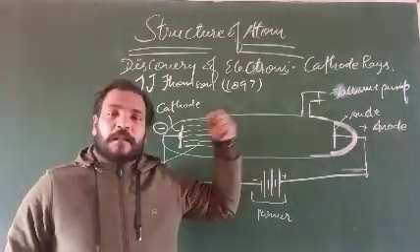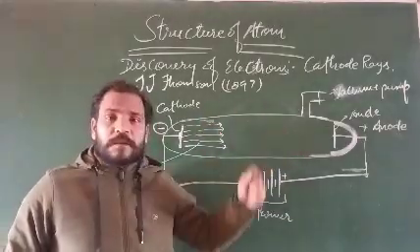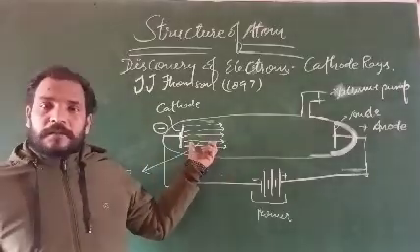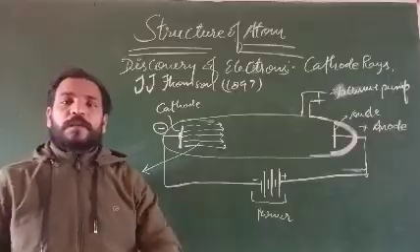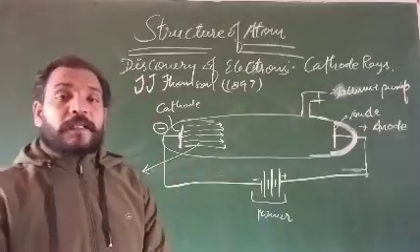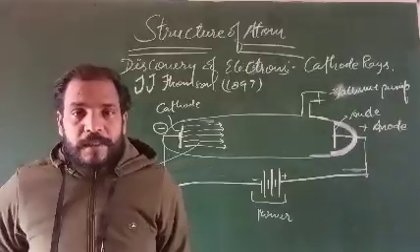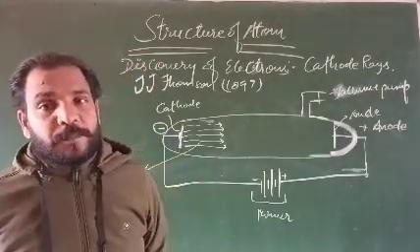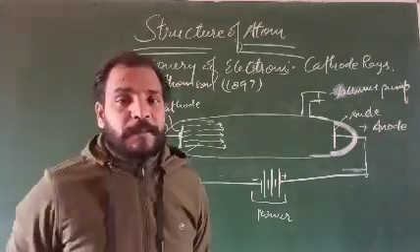When these rays reach the opposite terminal, that is the anode, they were called cathode rays. These cathode rays consist of negatively charged particles, which are known as electrons, named by J.J. Thomson later on after studying their properties.